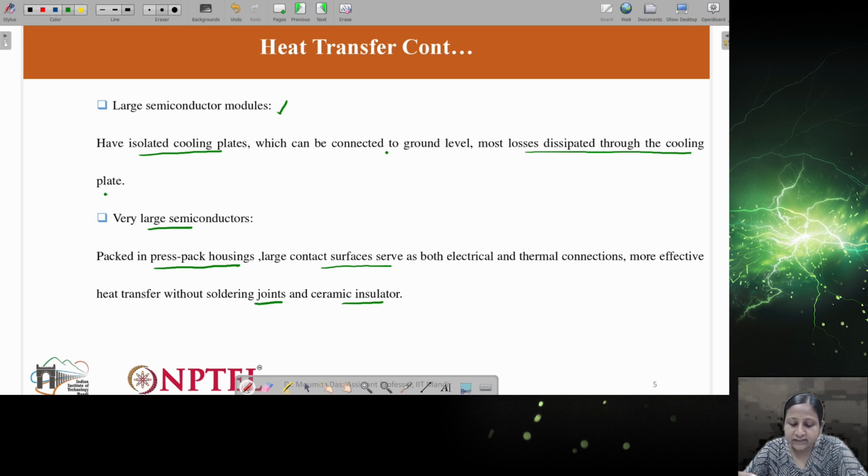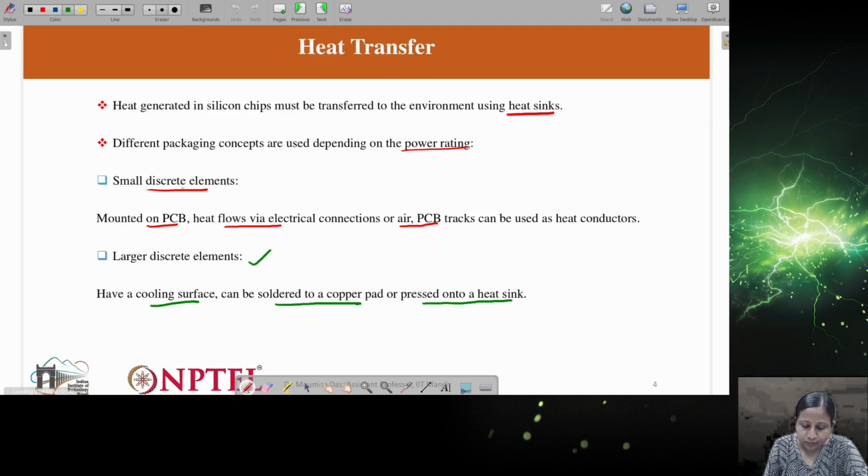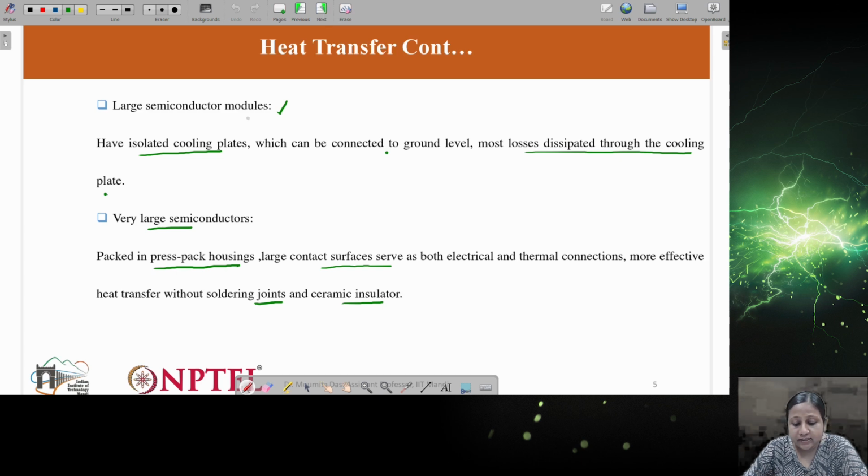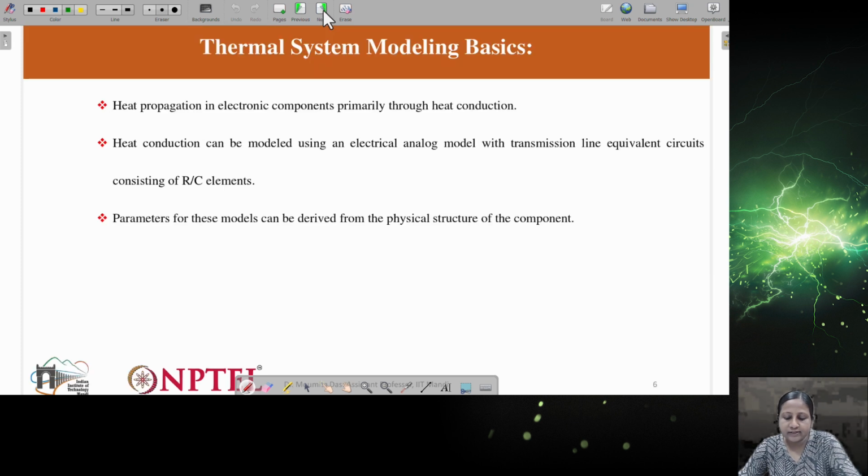Okay, so these are different types of heat transfer techniques for different devices. These devices can be silicon or wide bandgap devices. The wide bandgap devices mostly fall under small discrete elements and large discrete elements, and for silicon carbide, large semiconductor modules are also there. But very large semiconductors are still not available in commercial use.